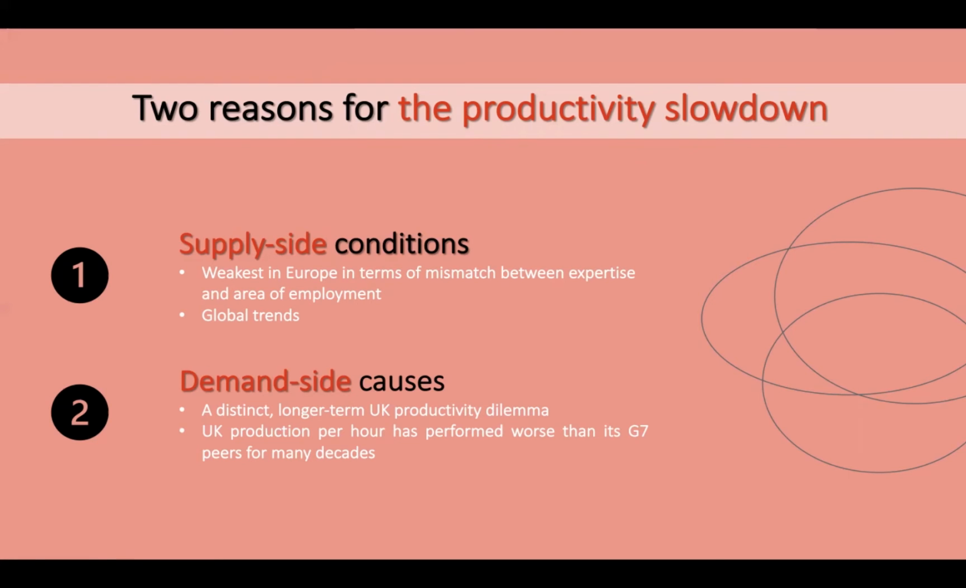The first is the supply side conditions, and we can witness quicker times in Europe in terms of mismatch between expertise and areas of employment. Also, it is a global trend. The second reason is the demand side causes. The UK government has faced a distinctly longer-term productivity dilemma, and UK productivity per hour has performed worse than its G7 peers for many decades.